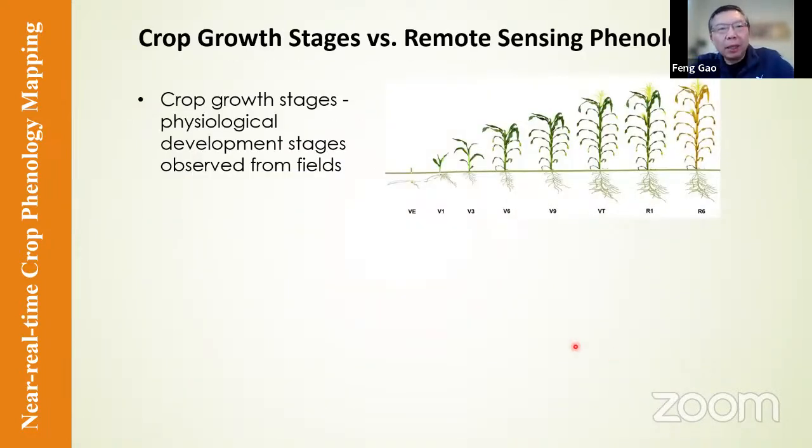First, we want to make sure of the crop growth stages. So first, we want to clarify crop phenology and growth stages, and remote sensing phenology. There are two different concepts. Crop phenology defines the physiological development stages of crop growth from planting to harvest. It's normally observed from the field.